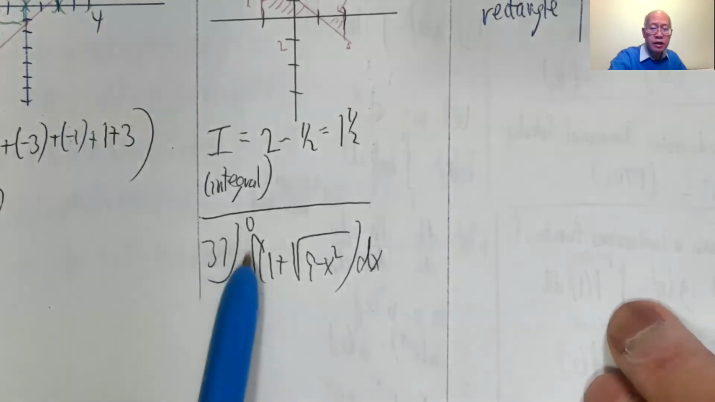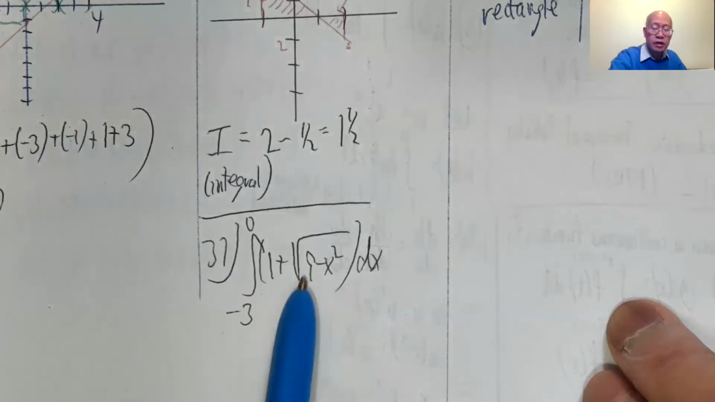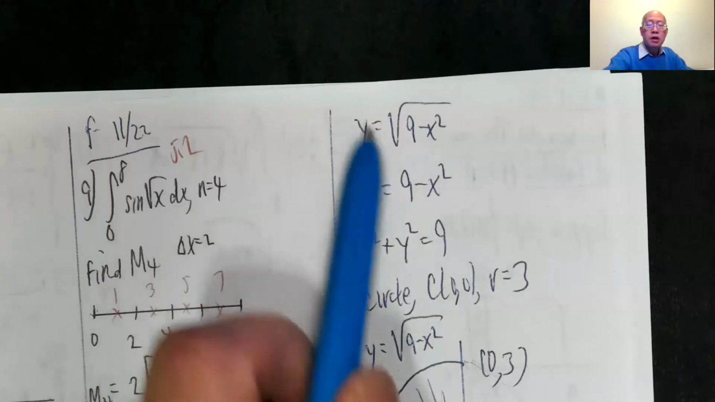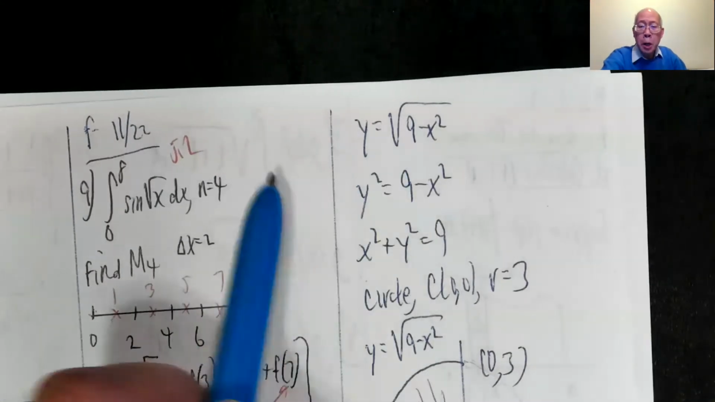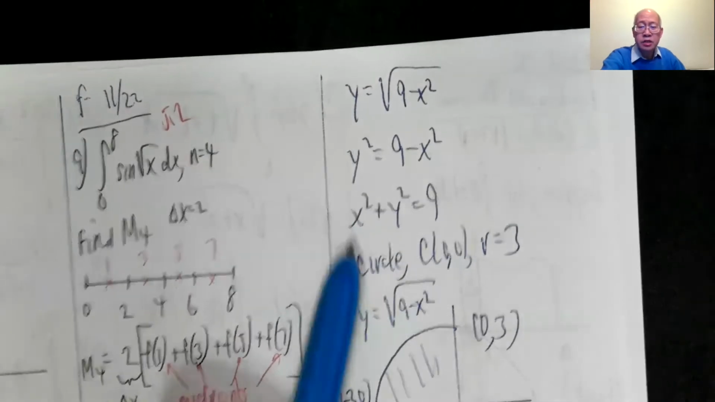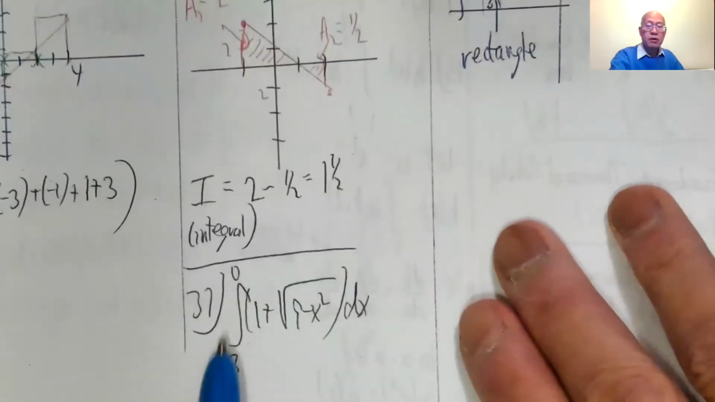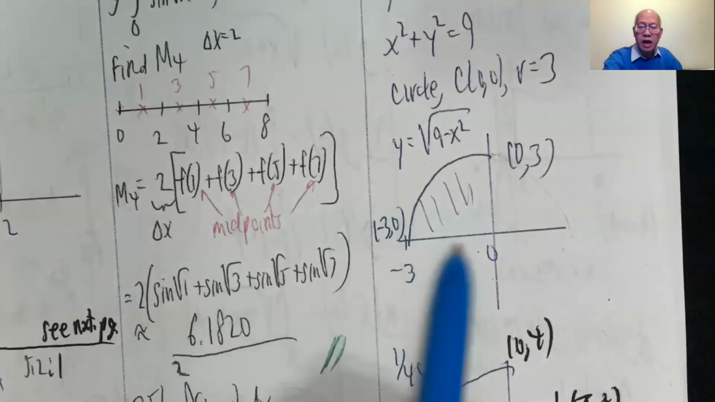37, integral from -3 to 0 of 1 plus radical 9 minus x squared dx. Okay, I have to digress for a moment, talk about radical 9 minus x squared. Y equals the square root of 9 minus x squared. Square both sides, add x squared. X squared plus y squared equals 9. That's a circle centered at the origin with a radius of 3. Okay. However, I'm going from -3 to 0. So that means I only have this 1/4 of a circle.